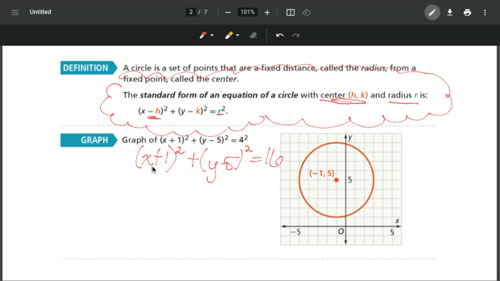If you look at the equation, I can take the opposite of this number, negative 1, and the opposite of this number, positive 5, and that is the center. You see that graph right here, negative 1, positive 5. Then the radius is the square root of this number, the square root of 16, which is 4. We take the positive square root of 16 because we want the distance. Can't have a negative distance. So this distance right here is 4. It can be 4 this way, or I can draw a radius to any point of the circle, and it will be 4. All of these lengths are 4.